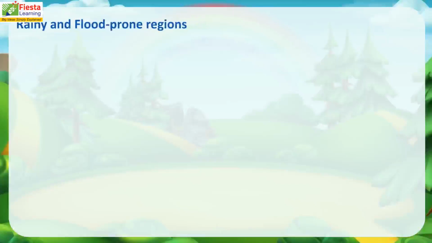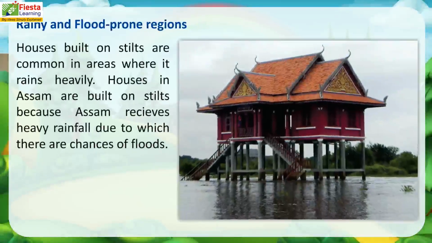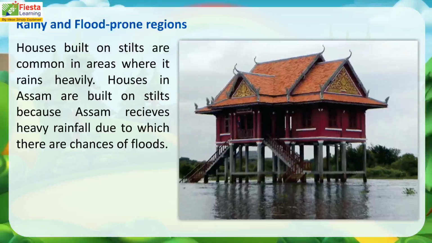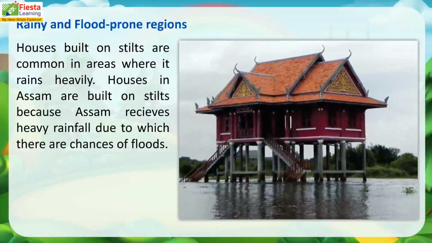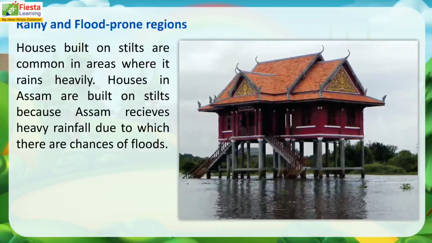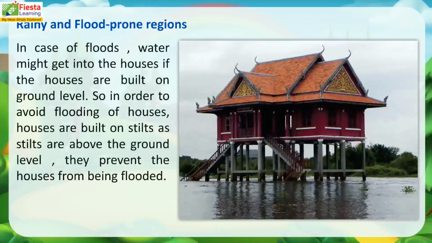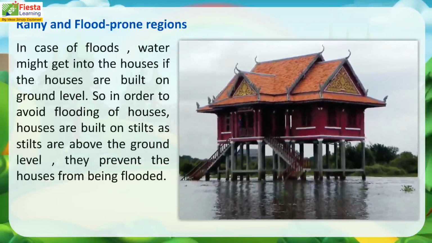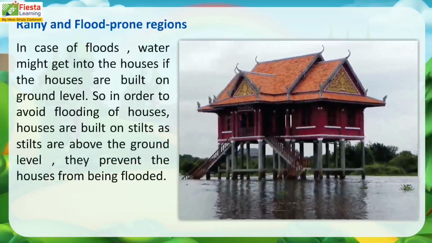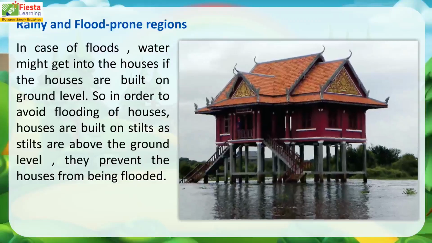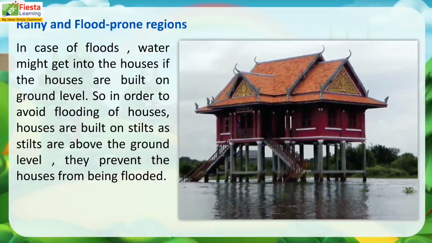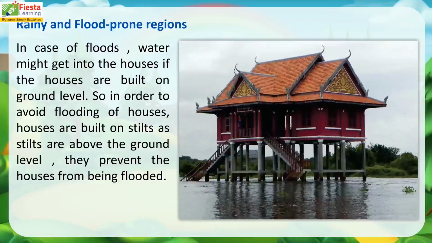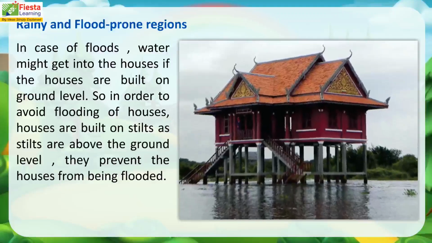Rainy and flood-prone regions. Houses built on stilts are common in areas where it rains heavily. Houses in Assam are built on stilts, because Assam receives heavy rainfall, due to which there are chances of floods. In case of floods, water might get into the houses if they are built at ground level. So, in order to avoid flooding, houses are built on stilts. As stilts are above the ground level, they prevent the houses from being flooded.